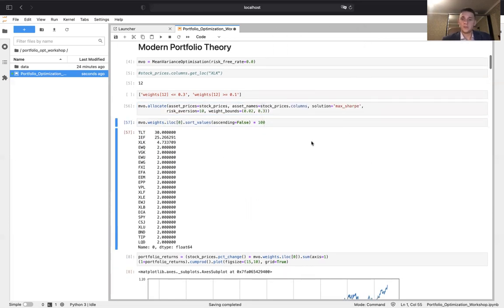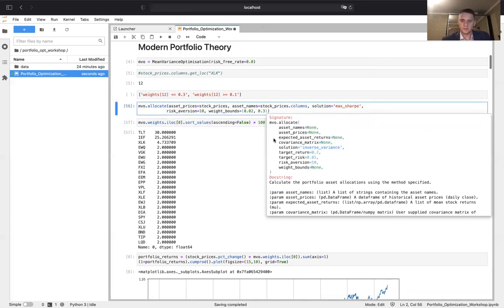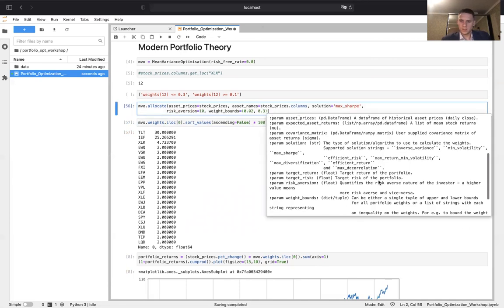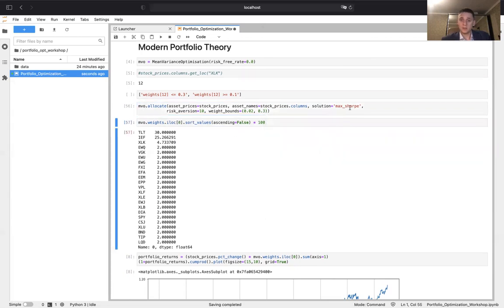So still the portfolio is quite concentrated. We can use maximum diversification. So even though we use a metric of maximum diversification, the portfolio is still quite concentrated.